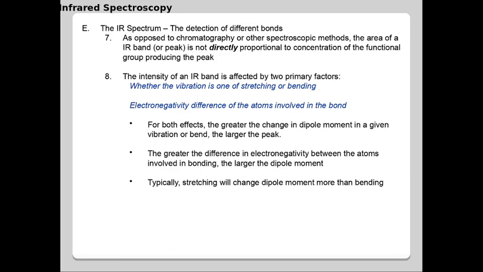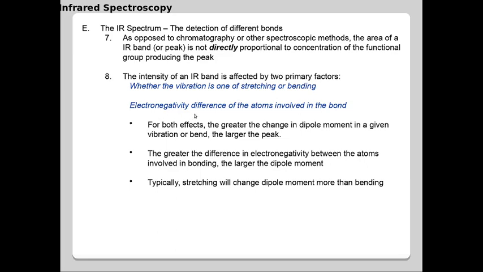Okay, so the lesser the change in dipole moment, the lesser will be the intensity of the IR vibrational peak. Usually stretching vibrations cause a greater change in dipole moment compared to bending vibrations. So you can say that stretching vibrations give rise to much more intense peaks compared to bending vibrations.